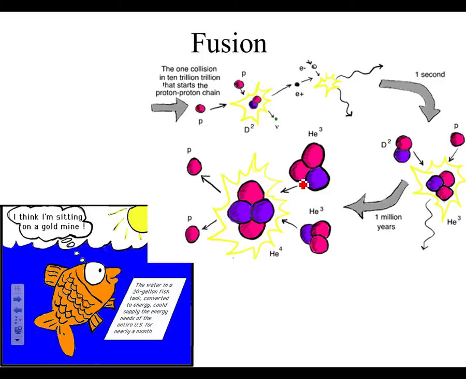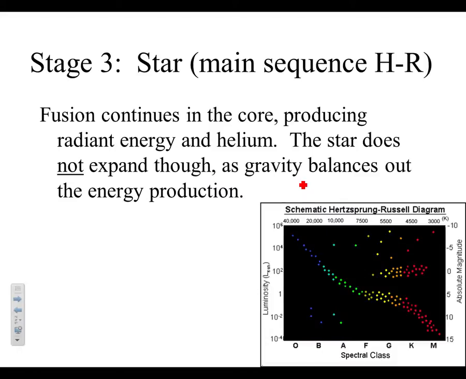This is what we're trying to do on Earth, trying to make fusion reactors to kind of solve the world's energy problems. We have fission reactors, we have some fission bombs, we have a little bit of fusion bombs too as weapons, and we can talk more about that. But really we want to do fusion. Fusion is kind of a clean way that we could produce lots and lots of energy. And it's self-sustaining. So fusion continues for a long time. The star doesn't expand though as this fusion goes on because gravity balances it out.